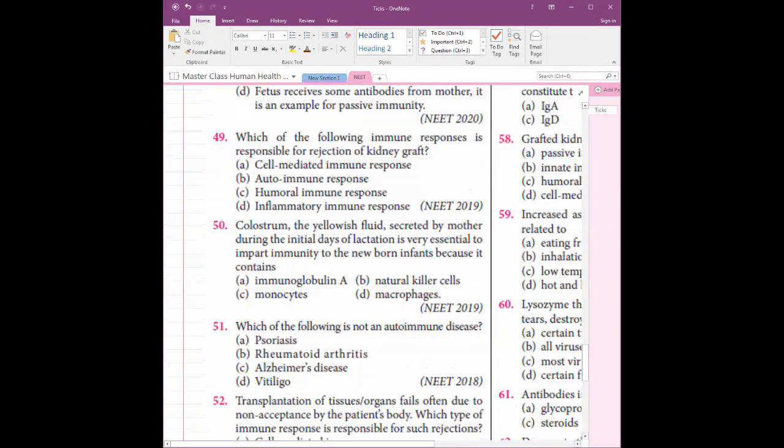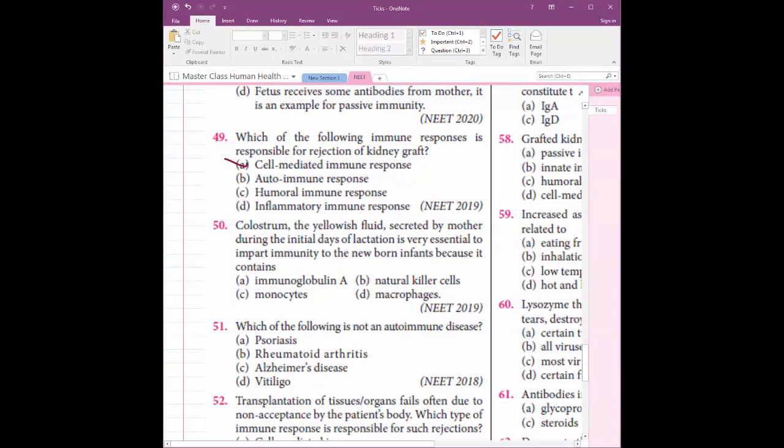Next one. Which of the following immune responses is responsible for rejection of kidney graft? Cell-mediated immune response, autoimmune response, humoral immune response, inflammatory immune response. What do you think? Parnavi has given me the right answer. Only Mukta and Parnavi have tried. Ashita is also giving me the right answer. Always remember, why are these grafts going to be rejected? Because your body cells come to know that there is something foreign, and immediately they start killing those cells because of cell-mediated immunity. So, guys, this is the right answer.